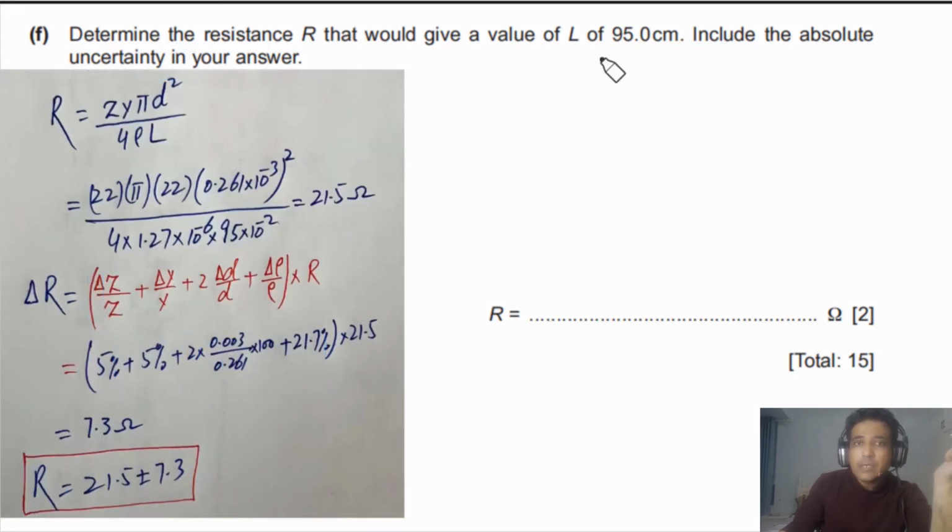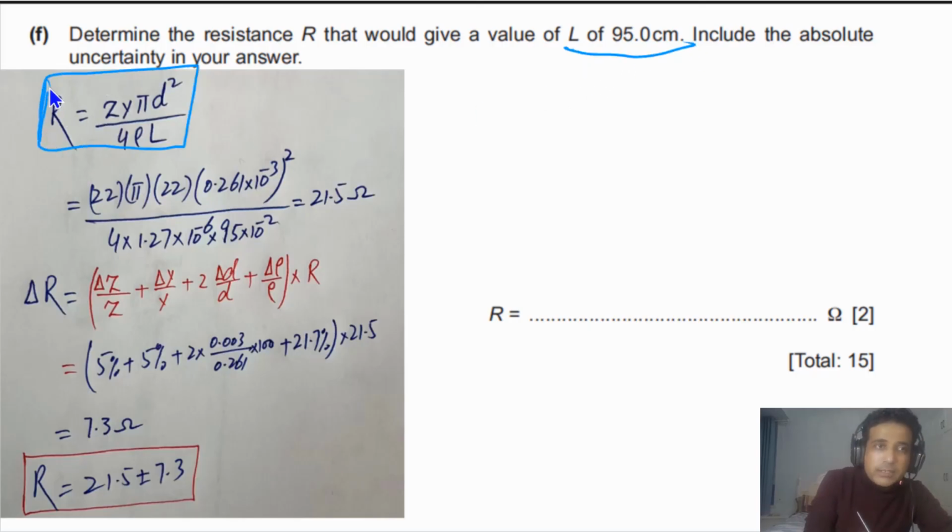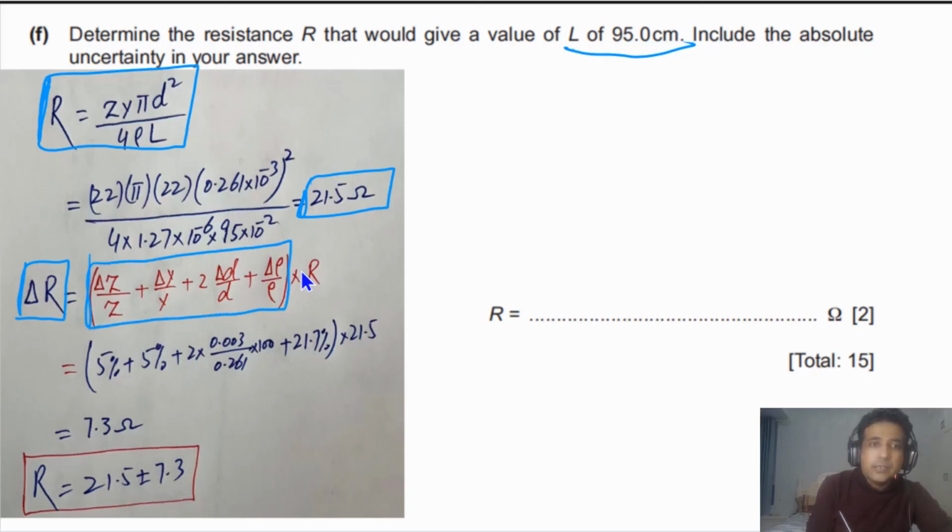So we will go back to the basic equation. This is the basic equation. R is equal to this one. And in this case, we can calculate the value of R because we have all these quantities. So this is the value of R we have calculated. Now we need to calculate the percentage uncertainty in R. Absolute uncertainty of R means delta R. So this is how you can write down delta R. So you have to multiply by R. And this is the value of delta R. And this is how you can write down R plus minus delta R. So the final answer is 21.5 plus minus 7.3, and this is in ohms.